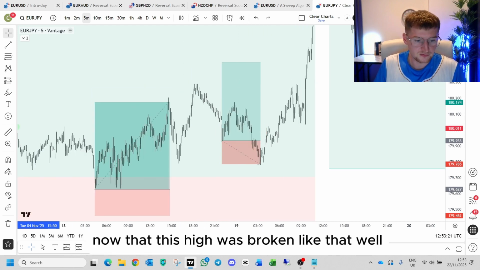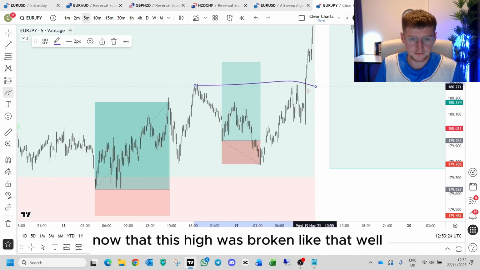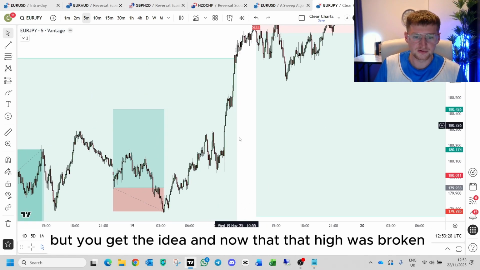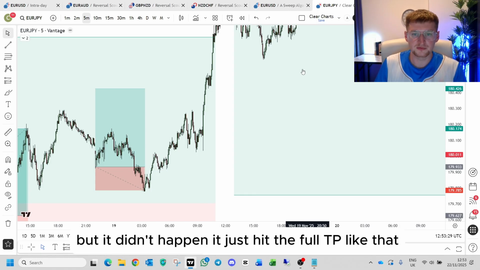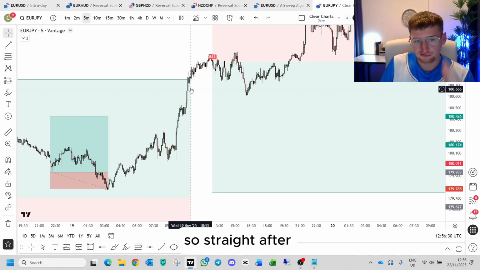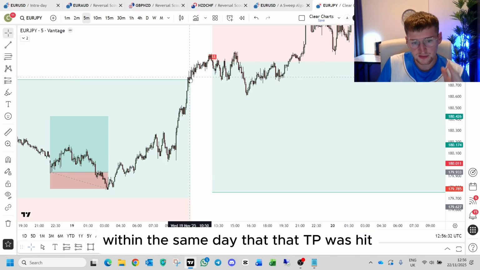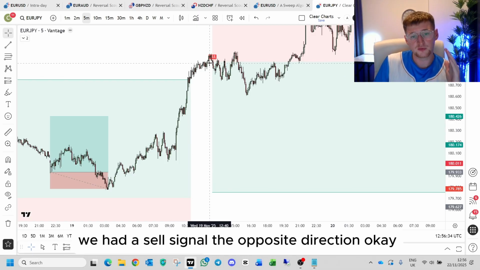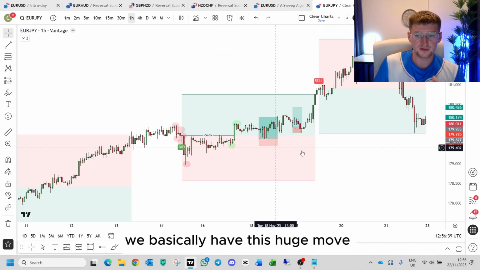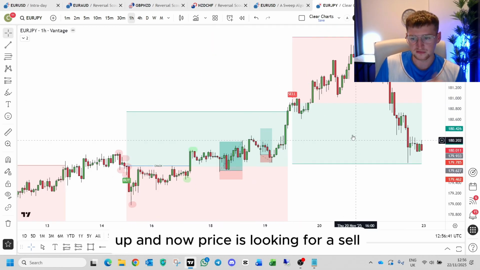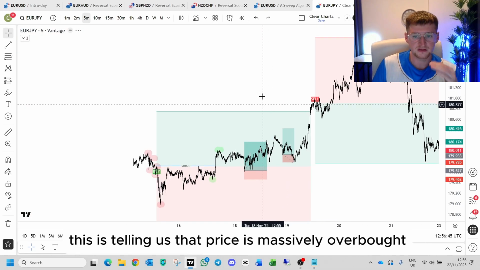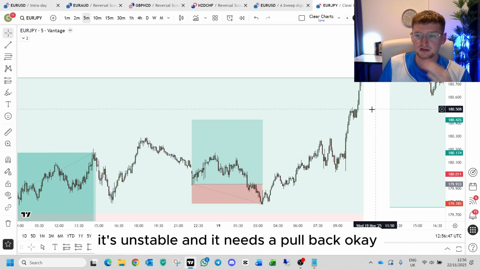Now that this high was broken, like that, well, not like that, but you get the idea. Now that that high was broken, we were looking for pullbacks, but it didn't happen. It just hit the full TP like that. So straight after, within the same day that that TP was hit on the first position, we had a sell signal the opposite direction. Okay, so now if we check the 1 hour, we basically had this huge move up, and now price is looking for a sell in the other direction. This is telling us that price is massively overbought, it's unstable, and it needs a pullback.